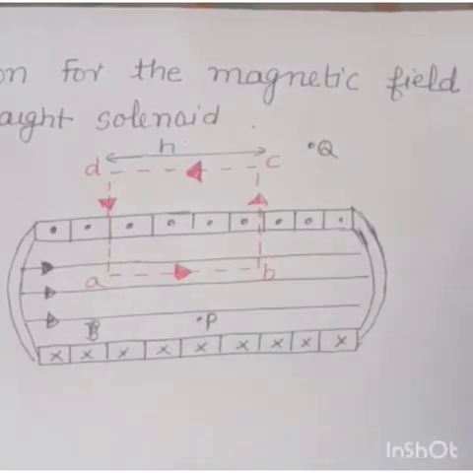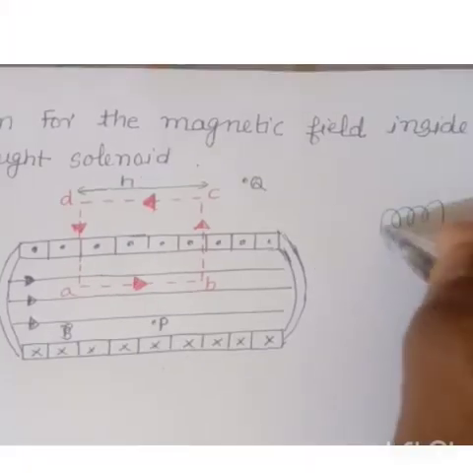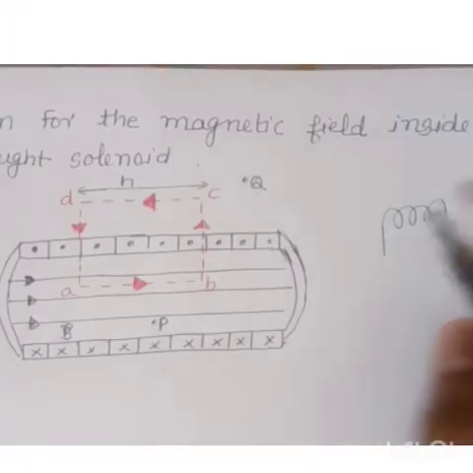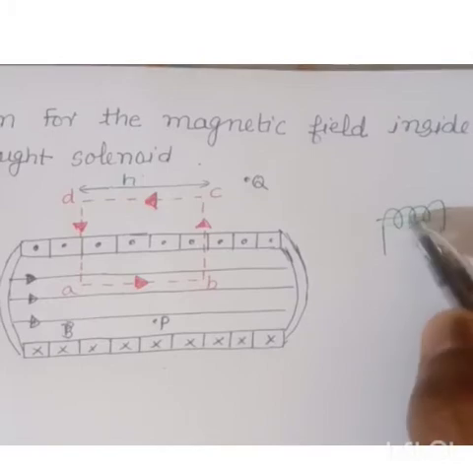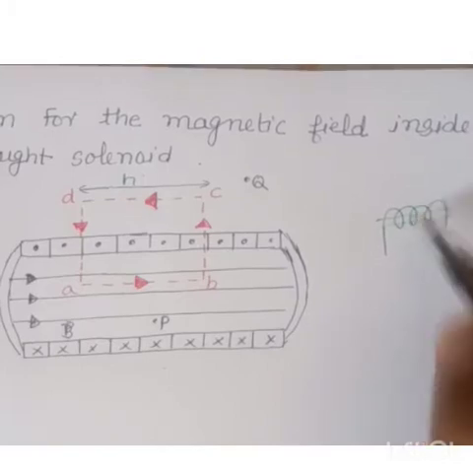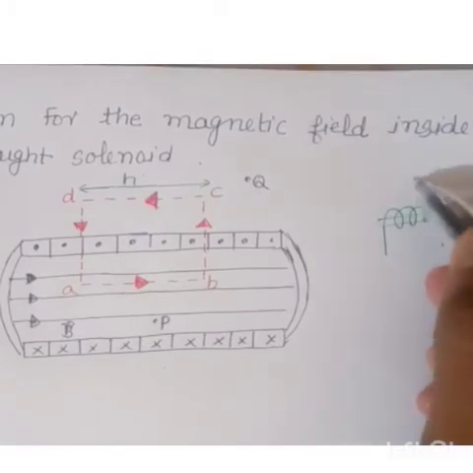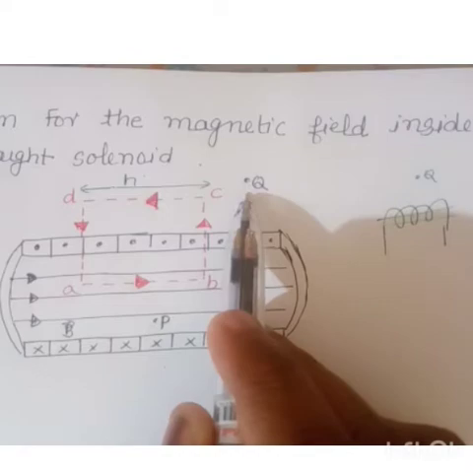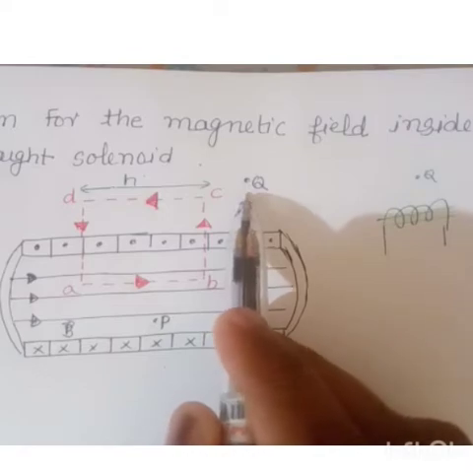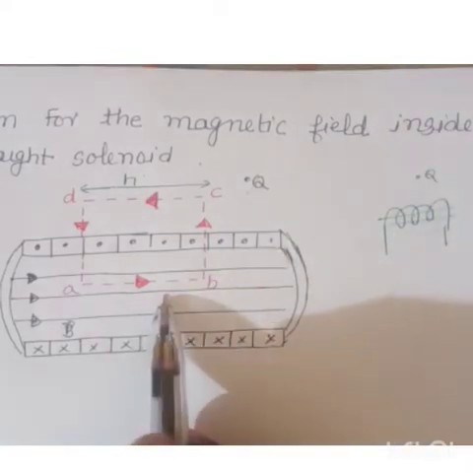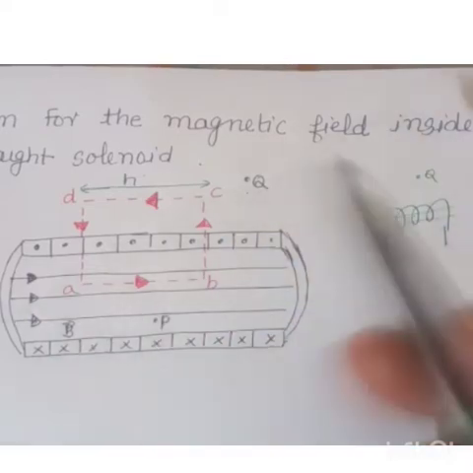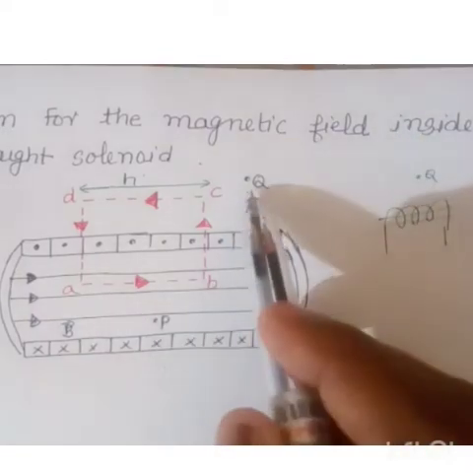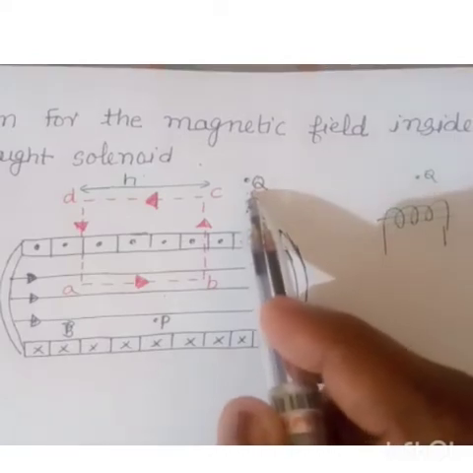Suppose this one is a solenoid. In that case it behaves like a bar magnet. So inside the solenoid the magnetic fields are the same, parallel and uniform. But outside, suppose we consider a point Q. In that case, what is the magnetic field? It is 0. So inside the solenoid the magnetic field is uniform, but outside the solenoid the magnetic field is 0.